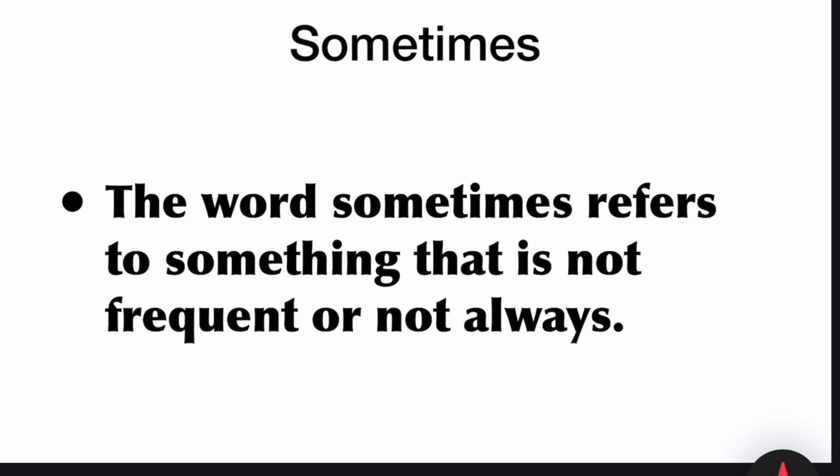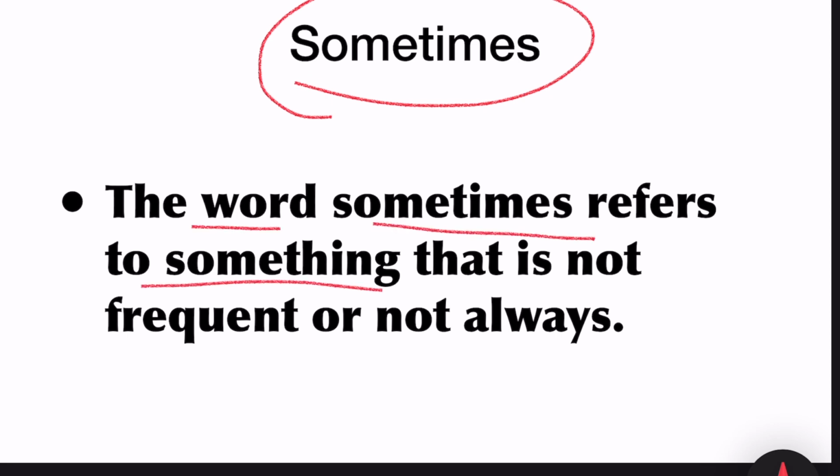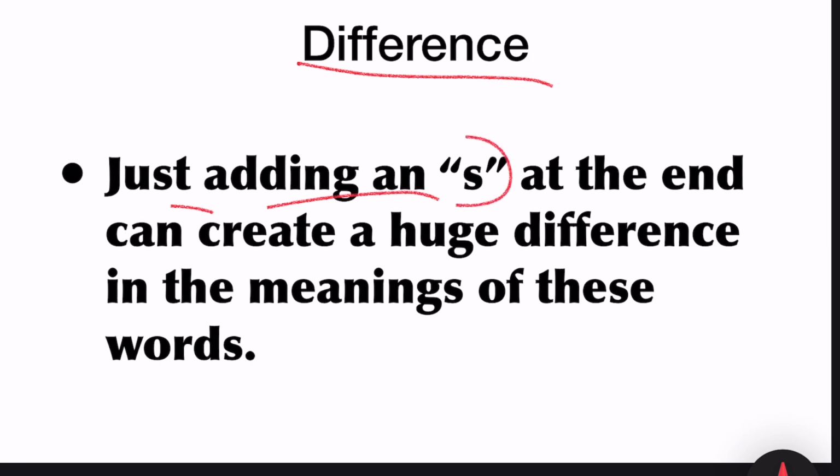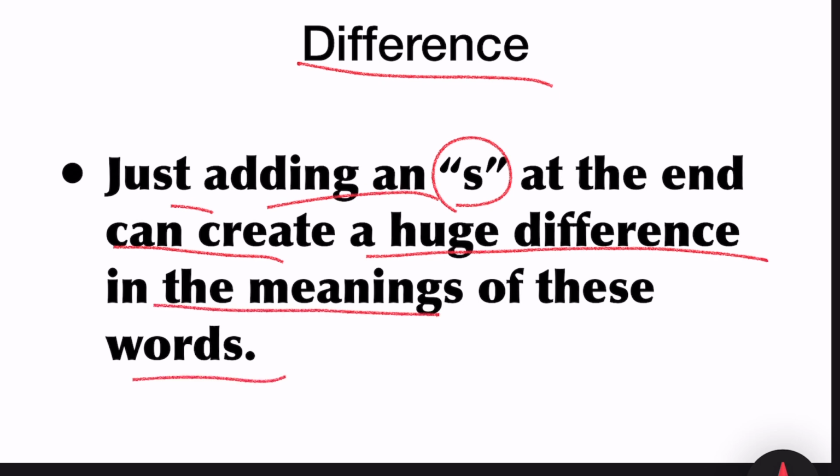Let's look at the meaning for the word sometimes. The word sometimes refers to something that is not frequent or not always. Example, Raman sometimes visits the temple. It means Raman does not always visit temples. He rarely visits temples. Just adding an S at the end of the word can create a huge difference in the meanings of these words, sometime and sometimes.